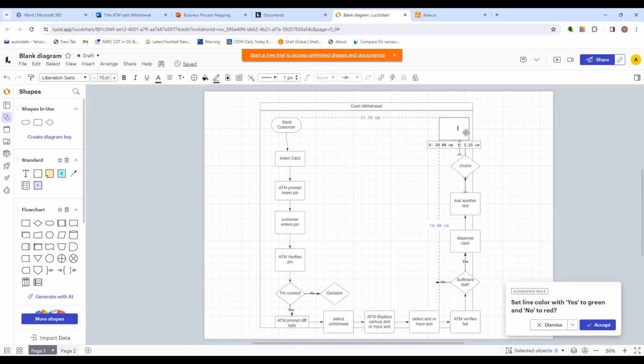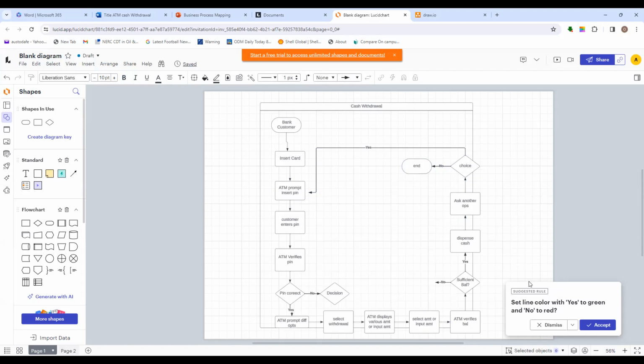If yes, he said we should go to where? Insert pin. Is it insert pin? Yes, sir. We'll come back to this point. If no, what happens here? End. Terminate. Returns card. That ends the process.